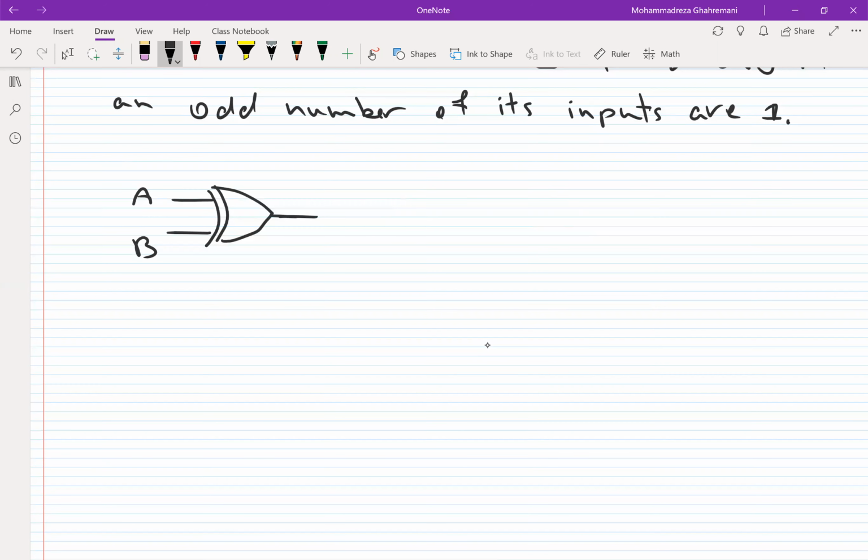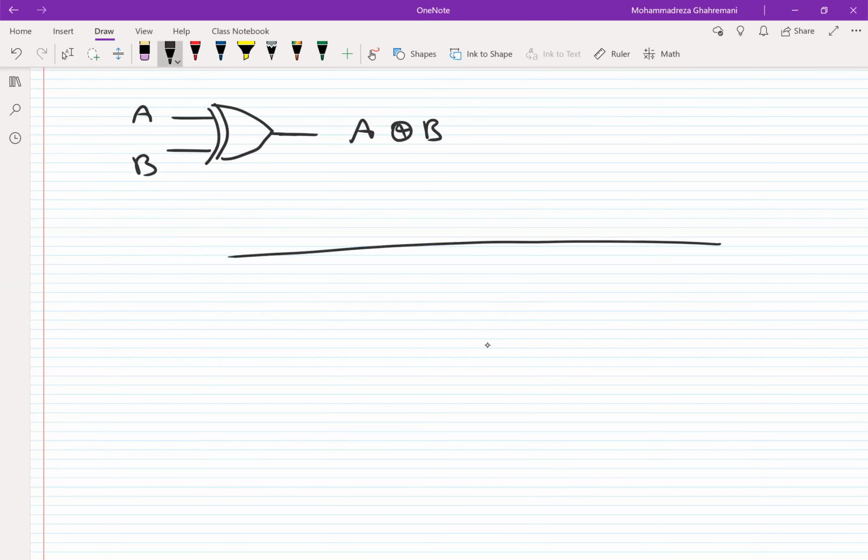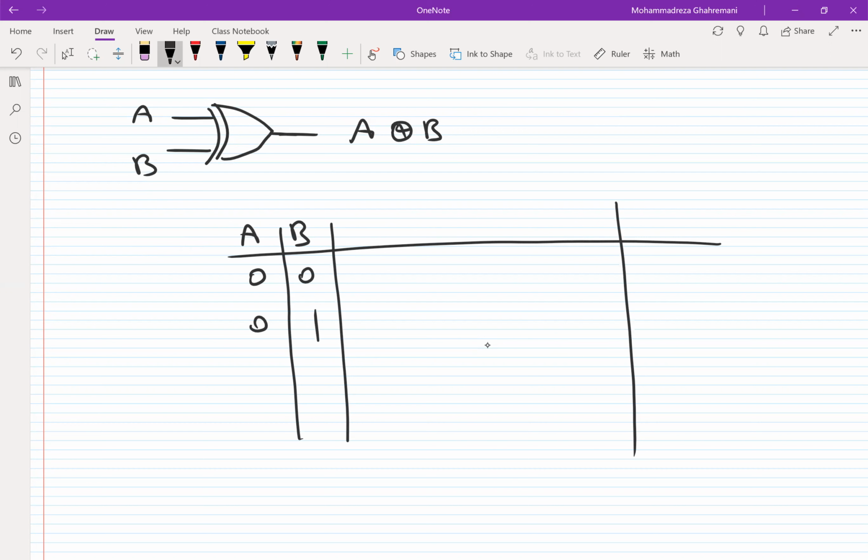It's A, B, and the output is A XOR B. Okay, and if we want to show the truth table step by step, the first thing we know here is A, B: 0, 0, 0, 1, 1, 0, 1, 1. And the last step is the XOR of A and B, which is A bar B plus A B bar.